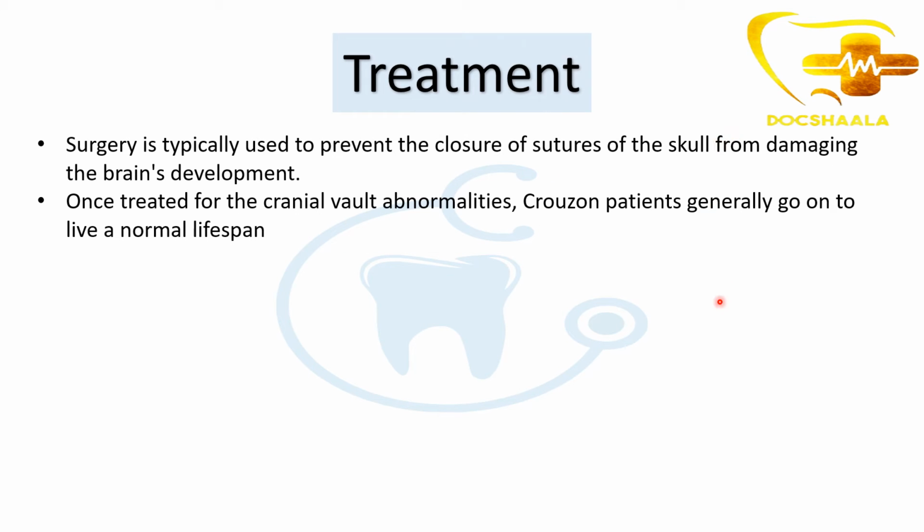So coming to the treatment, surgery is typically used to prevent closure of sutures. The main problem in Crouzon syndrome is closure of sutures. That is why surgery is used to prevent premature closure of sutures from damaging the brain's development. And once treated for the cranial vault abnormalities, Crouzon patients generally go on to live a normal lifespan. So there is no problem with the lifespan once they are treated for the sutures.